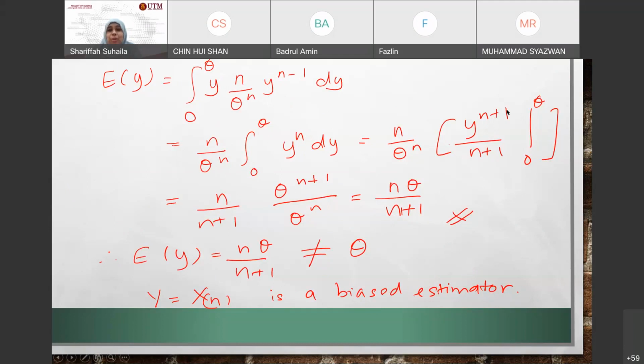Okay, integrate y to the power n plus 1 over n plus 1. Okay, gantikan 0 dan theta. So you have this one. So again, when we verify, expected value of y tu tak sama dengan theta. So it will become a biased estimator. Okay, biased estimator.